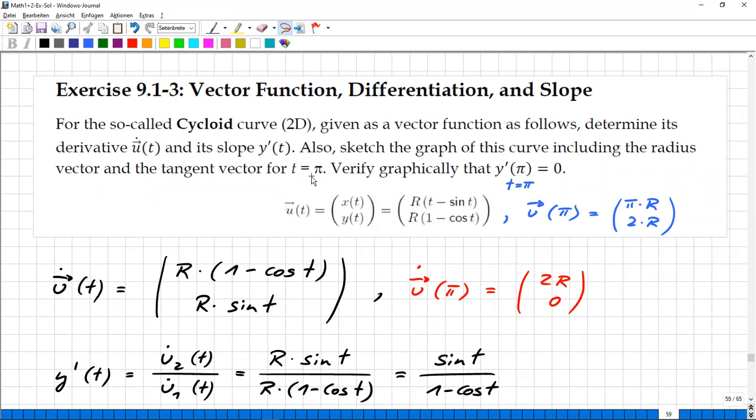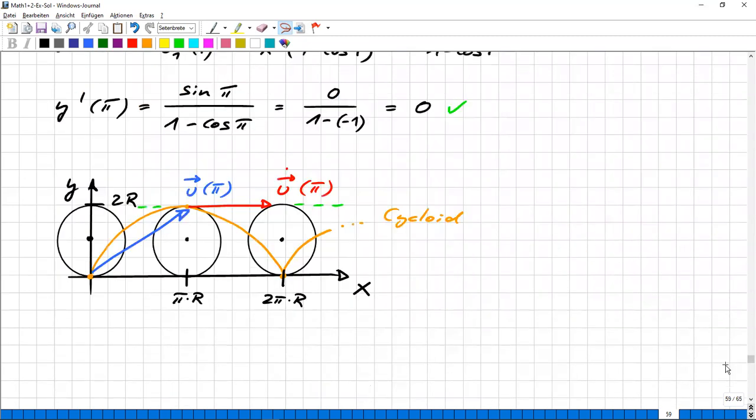Let's put t equal to pi, which is not really a proof, but a check. Here we have r times pi minus sine of pi. Sine of pi, of course, is 0. So what remains is pi times r for the x component. Also, we have r times parentheses 1 minus cosine of pi. Since cosine of pi equals -1, we have a factor of 2 inside. So 2 times r is the y-coordinate. This radius vector, you see it in blue here, has exactly pi times r to the right and 2 times r upward components. So that's correct.